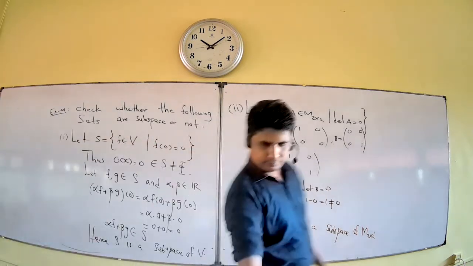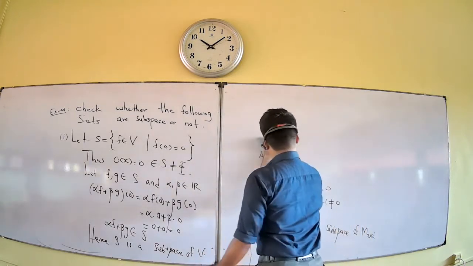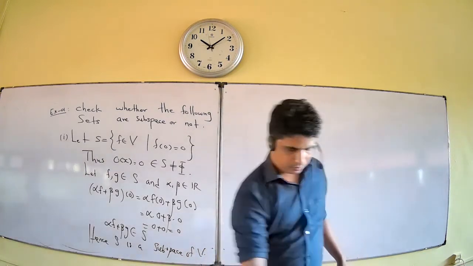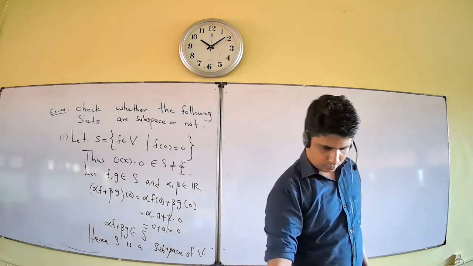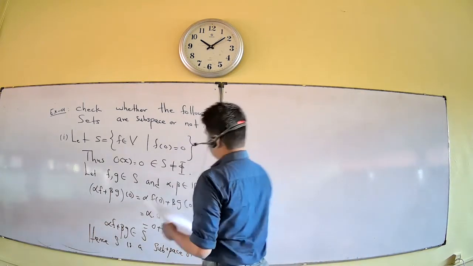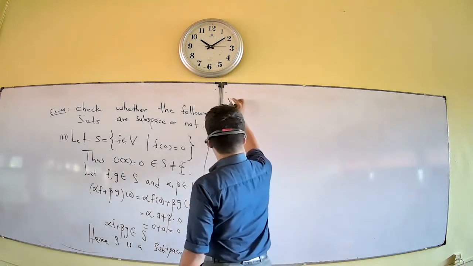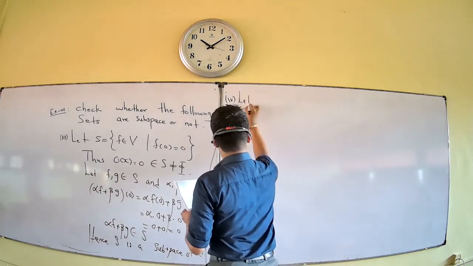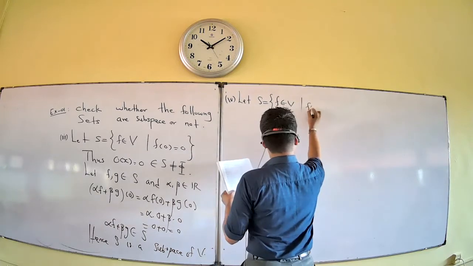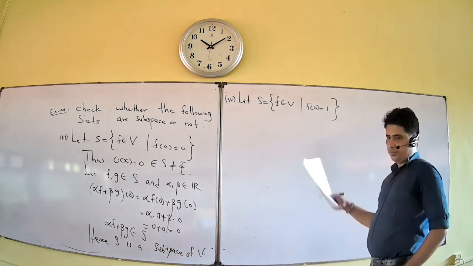Next exercise. I think it's 3, no? Now, exercise number 4: let S be the set of f belonging to V such that f of 0 equals 1. Check whether it is a subspace or not.